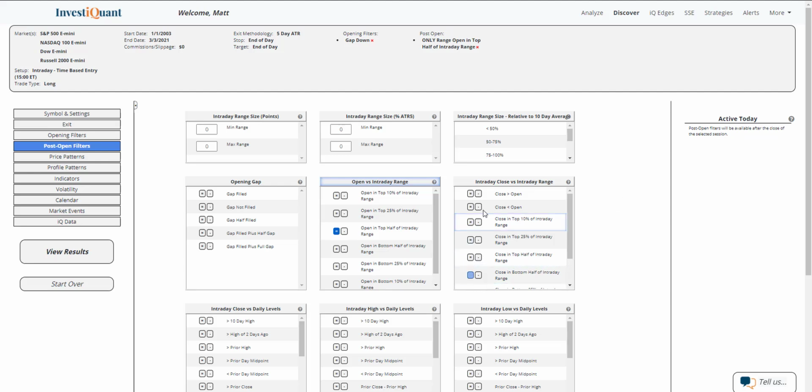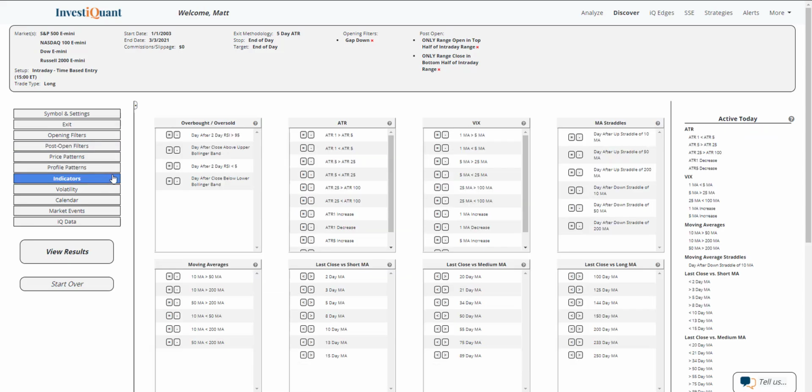So I'm going to go to this intraday close versus intraday range and hit equals next to close in the bottom half of the intraday range. I don't know if that's going to be true or not for sure, but currently we are trading in the bottom half of the intraday range, and this will be based upon if you are trading there at the time of entry, which is 3 p.m. Eastern Time. And then lastly, I'm going to go into the indicator section and put us in a similar market environment. That market environment would be below a 10-day simple moving average, but above a 200-day simple moving average. And now I can hit view results.